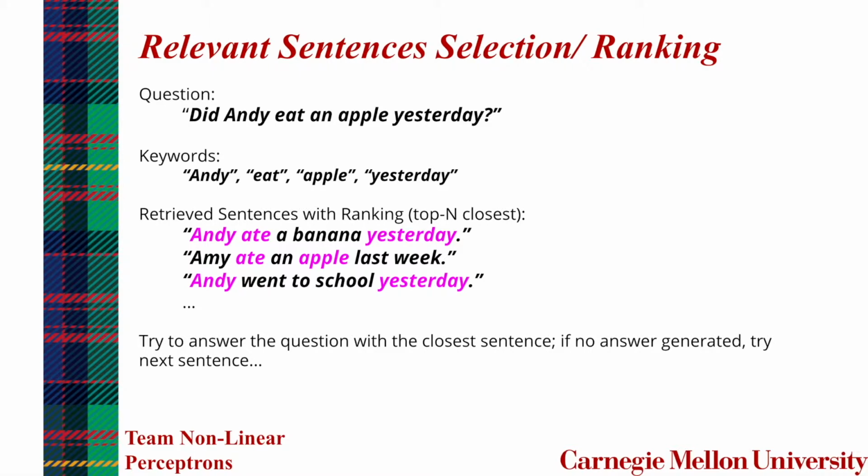This innovative sentence retrieval method allows us to only parse one sentence at a time and stop immediately when we get an answer, rather than parsing all sentences. This helps to improve the computing efficiency of our system. In our final system, we use n equals 3.